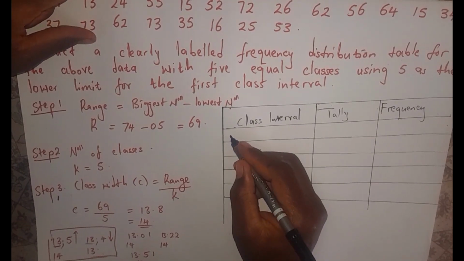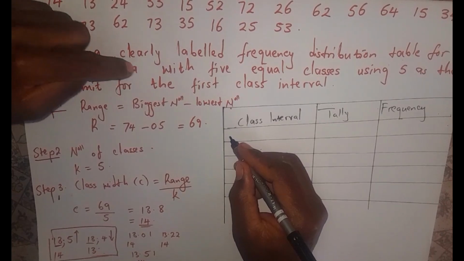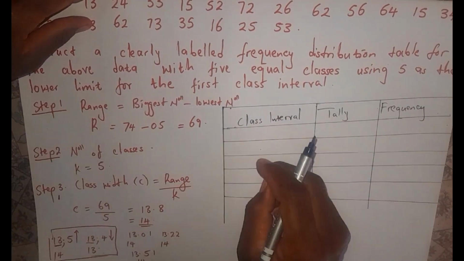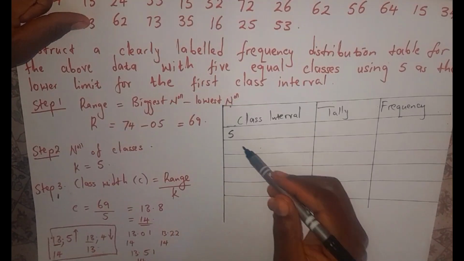So for the lower class limit of the first class interval, we are going to start with the lowest number. We have been told already that we are going to take 5 as the lower class limit for the first class interval. So we are going to take 5 here. So what are we going to do here?